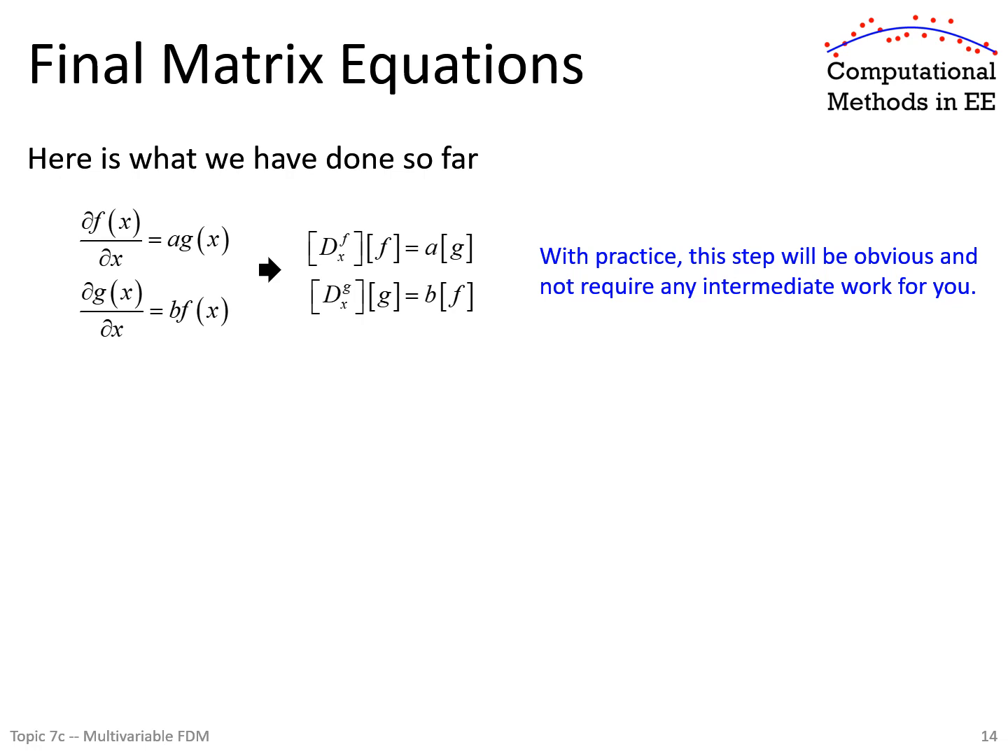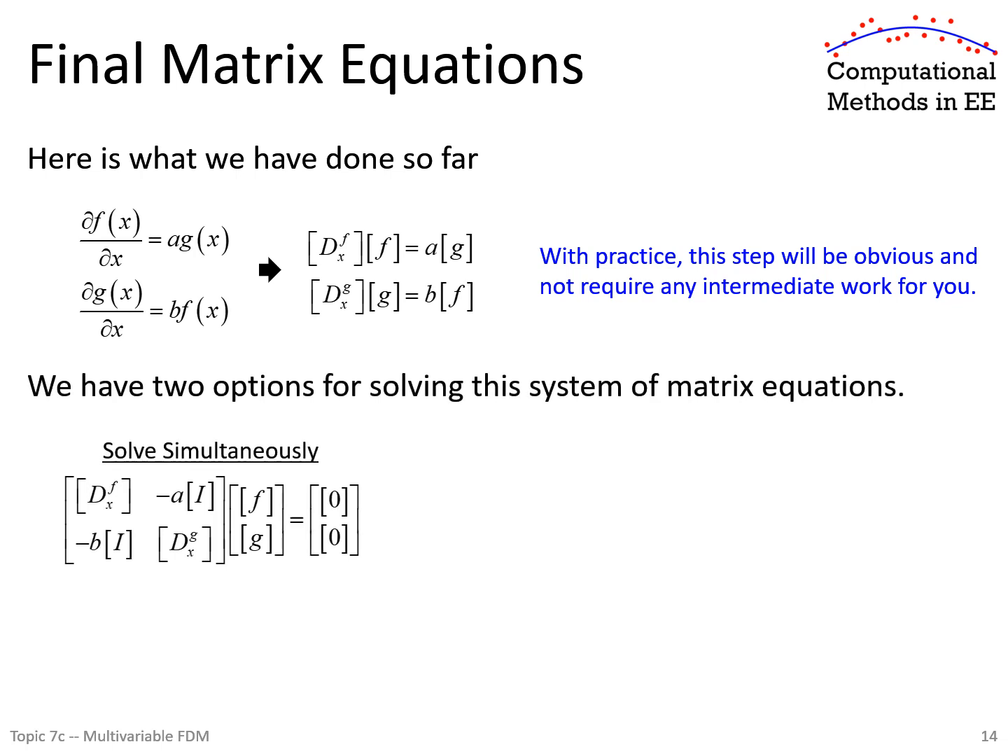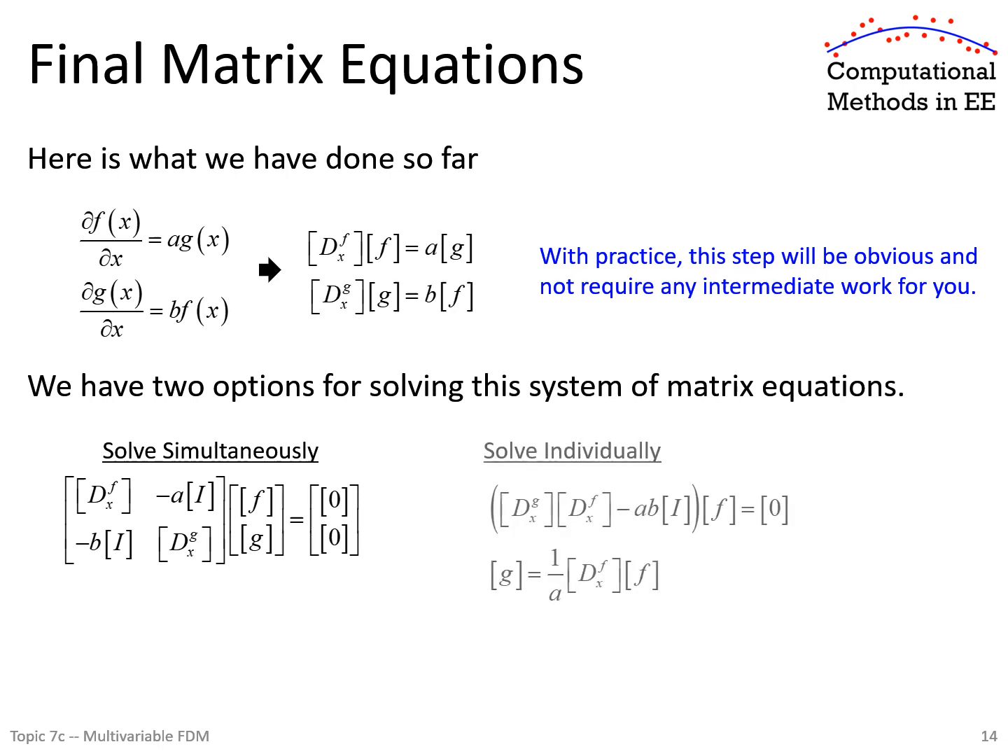Now at this point, we want to think about solving this system of matrix equations. And there's really 2 approaches that we could take. So we have 2 equations, 2 unknowns. We could actually write a large block matrix, a 2 by 2 block matrix, and solve this simultaneously. This works, and for small problems, it works just fine. However, this 2 by 2 block matrix is bigger than it needs to be. We'd rather just write it with the same size matrices as the derivative matrices.